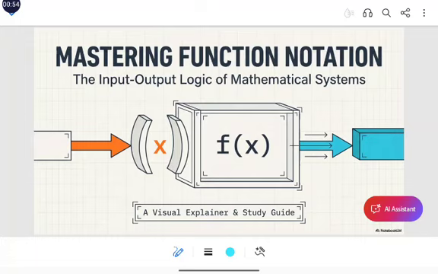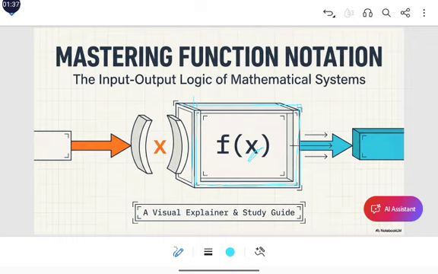So, what is f of x? We have learned about it in the first lesson. The f of x is the output, is the dependent set, is the output set. But inside the output set, we have the x. What is the x? The independent variable, the element in the domain.